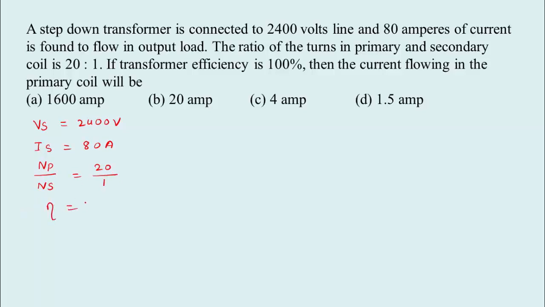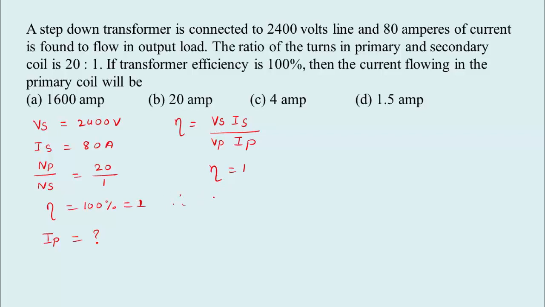Transformer efficiency is 100%, that is equal to 1. It is an ideal transformer. We have to calculate the current in the primary coil, that is IP. Again we can use the efficiency equation, eta equal to VSIS divided by VPIP. Eta is equal to 1, therefore we get VSIS equal to VPIP. Or we have the relation between number of turns and current, right?